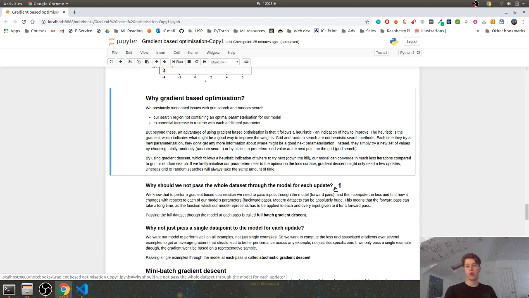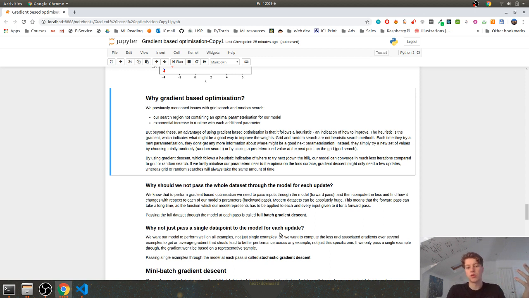Okay, so now why should we not pass the whole data set through the model for each update? We know that to perform gradient-based optimization, we need to pass our inputs through our model, make predictions, and then compute the error of those predictions using our loss function to find out how it changes with respect to the parameters of our model. And modern data sets can be absolutely huge. They can have millions of examples. This means that if we pass every single example through, it might take a long time to compute predictions for all of those.